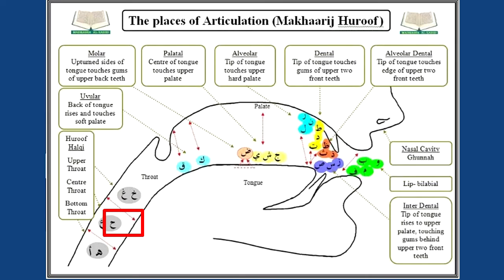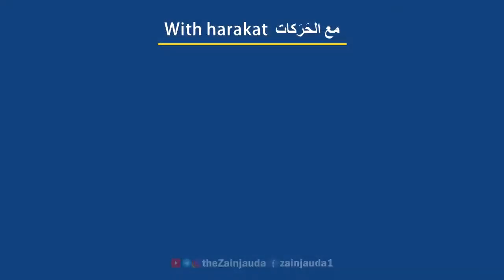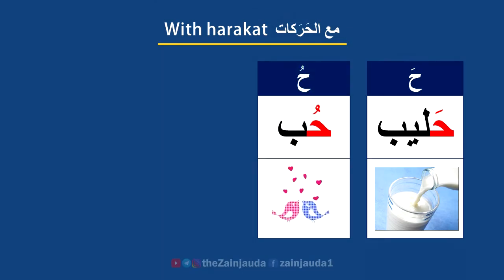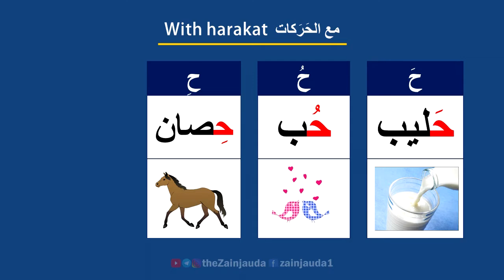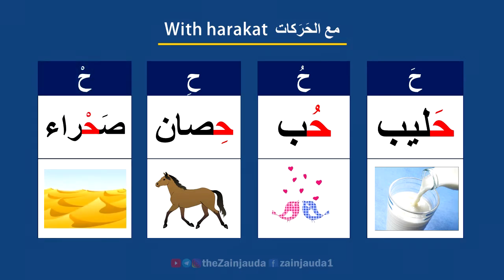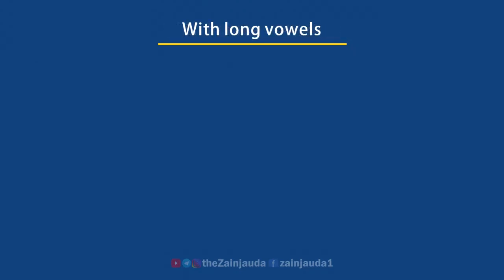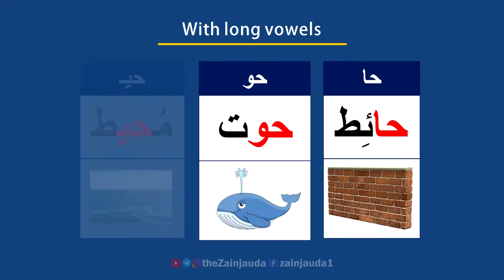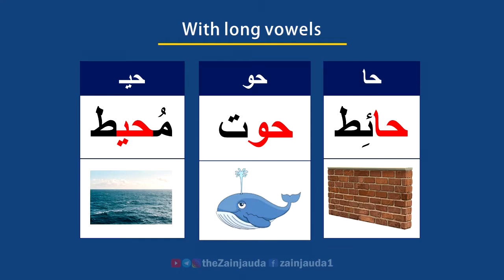The place of articulation of ha is pharyngeal, which means it is articulated with the tongue root against the back of the throat. Examples of ha with the harakat: halib, hub, hisan, sahra. With the long vowels: ha'id, hoot, muhit.